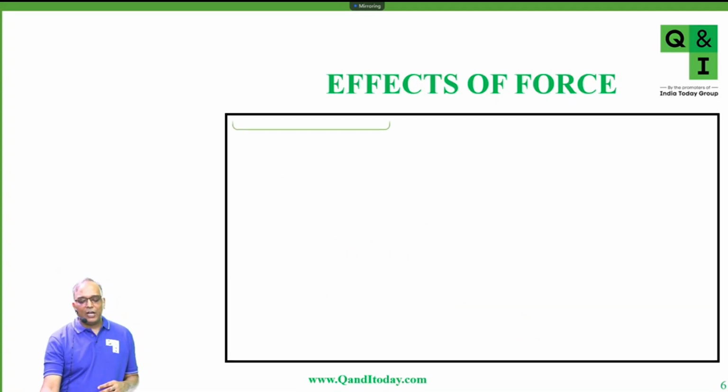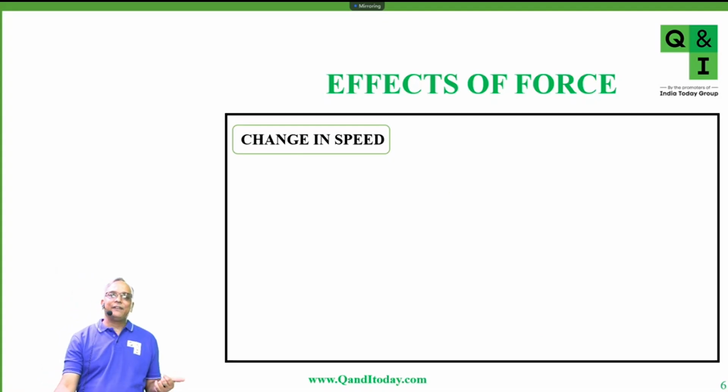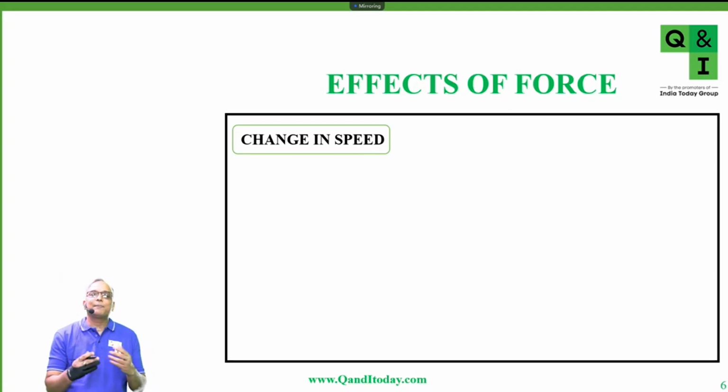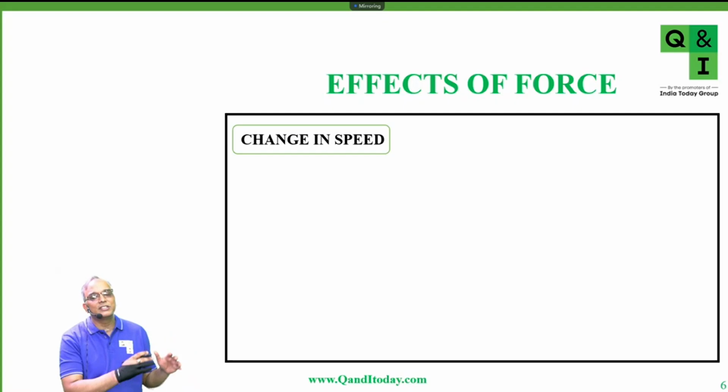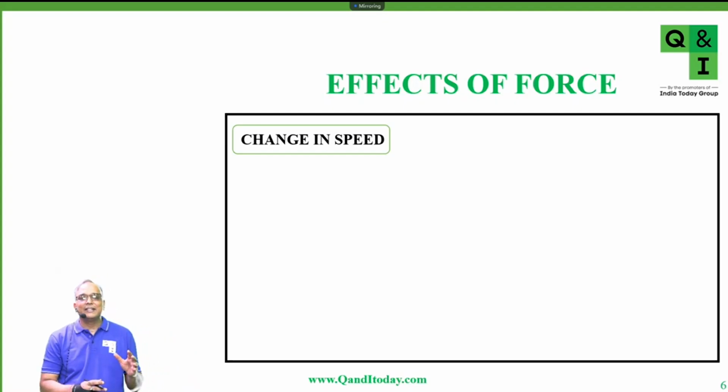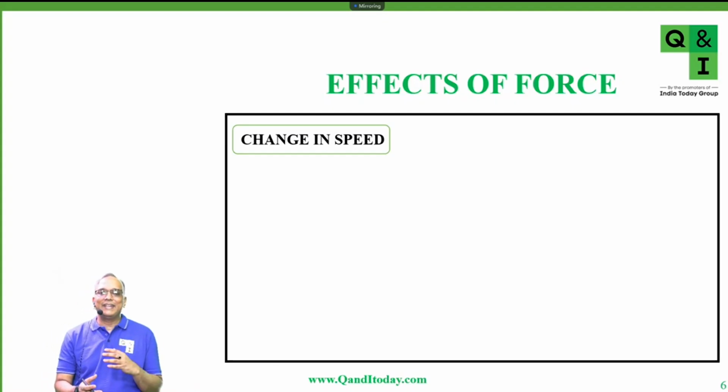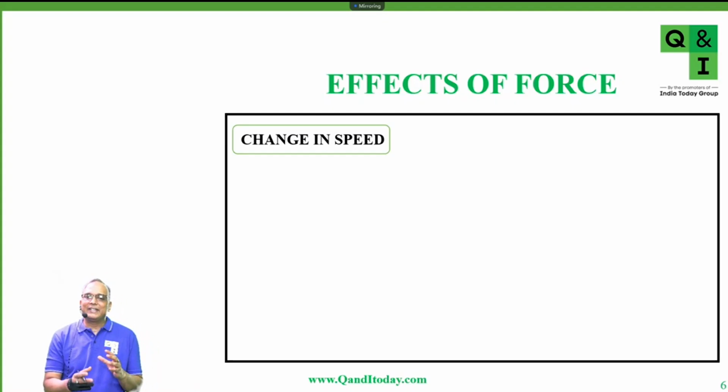Another, third effect of force is change in speed. Let's say a body was already moving and we start pushing it in the same direction in which it is moving. Then the speed of the body will increase. Here the speed has changed; it has increased due to the application of force. It can happen the opposite way as well. If a body was moving and I start applying a force in the opposite direction, then the speed will decrease. So change in speed can be increasing or decreasing. This is the third effect of force.